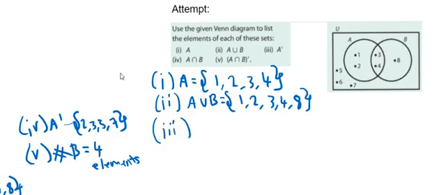The next one is A complement. So that's everything that's outside of A. So the 1 and the 2 won't be included, or the 3 and the 4, because they are in A. So we've got 5, 6, 7, and the 8 as well, because the 8 isn't in A either.